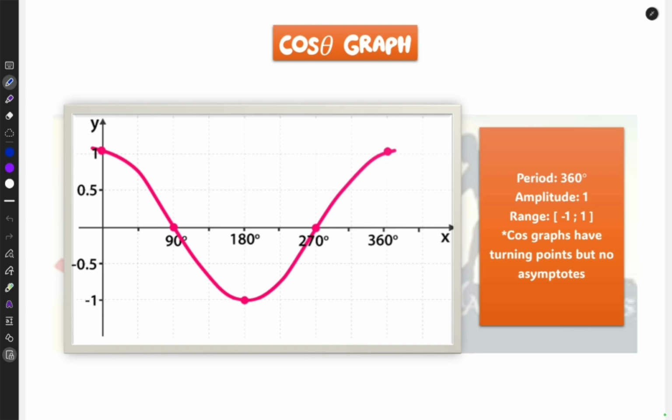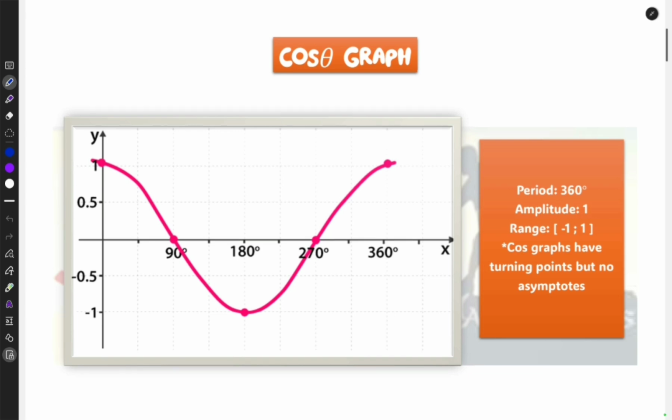For all the Afrikaans people, I would always say, as jy kos soek, gaan haal 'n bakkie. So a cos graph forms a little bowl. Everything stays the same. Period 360, amplitude is 1, range is -1 to 1. So remember, if you want some kos, go get a bakkie.